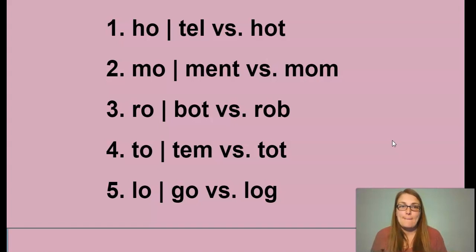Number 2, moment versus mom. Robot versus rob. Right, so we're not saying robot, it's robot. 4, totem versus tot. And 5, logo versus log.